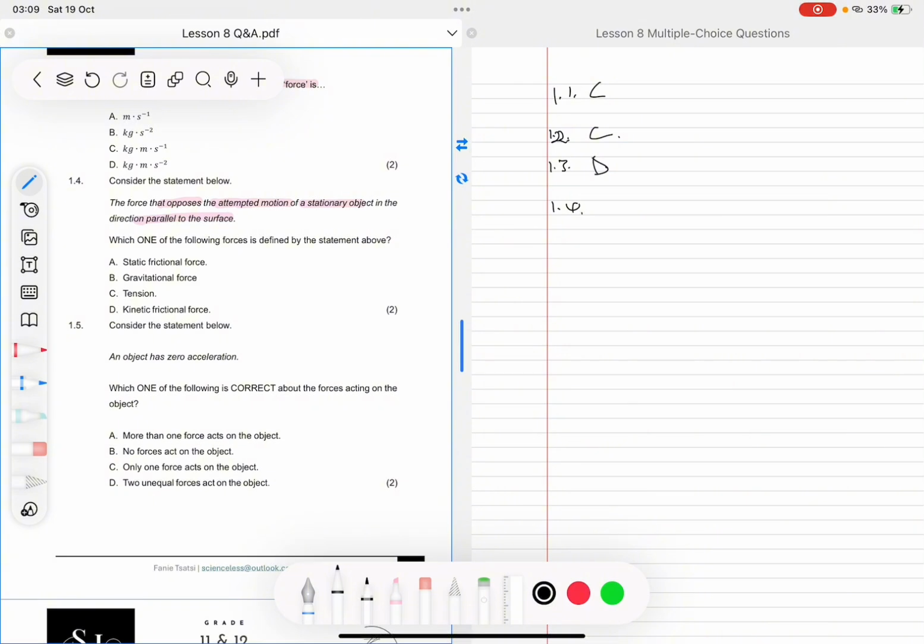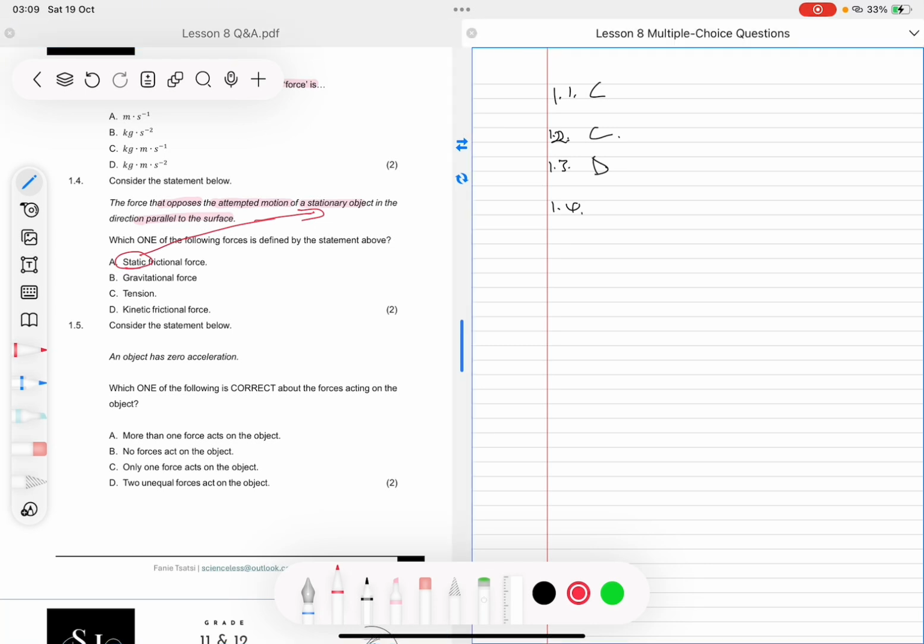In fact, I said on our lessons, if you go to where we study the categories of forces, I think that was our lesson 2, you'll realize that I said to you the word static comes from the word stationary. That's how you remember static frictional force. So our answer here has to be A.